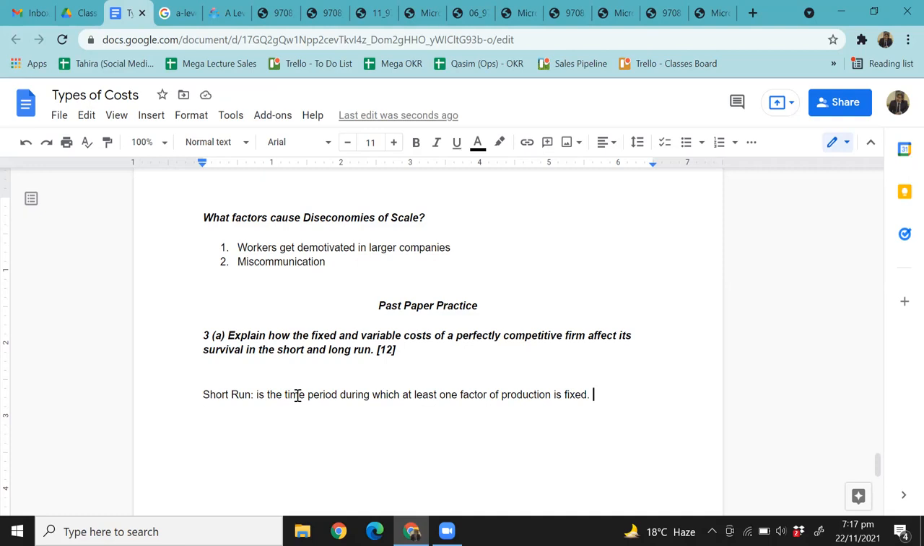Okay, perfect. Now, this being said, what is the definition of long run then? So if short run is the time period during which at least one factor of production is fixed, then how do we define the term long run? Long run. When all the factors of production are variable. Right. So long run is the time period after short run when all factors of production of a business are variable.